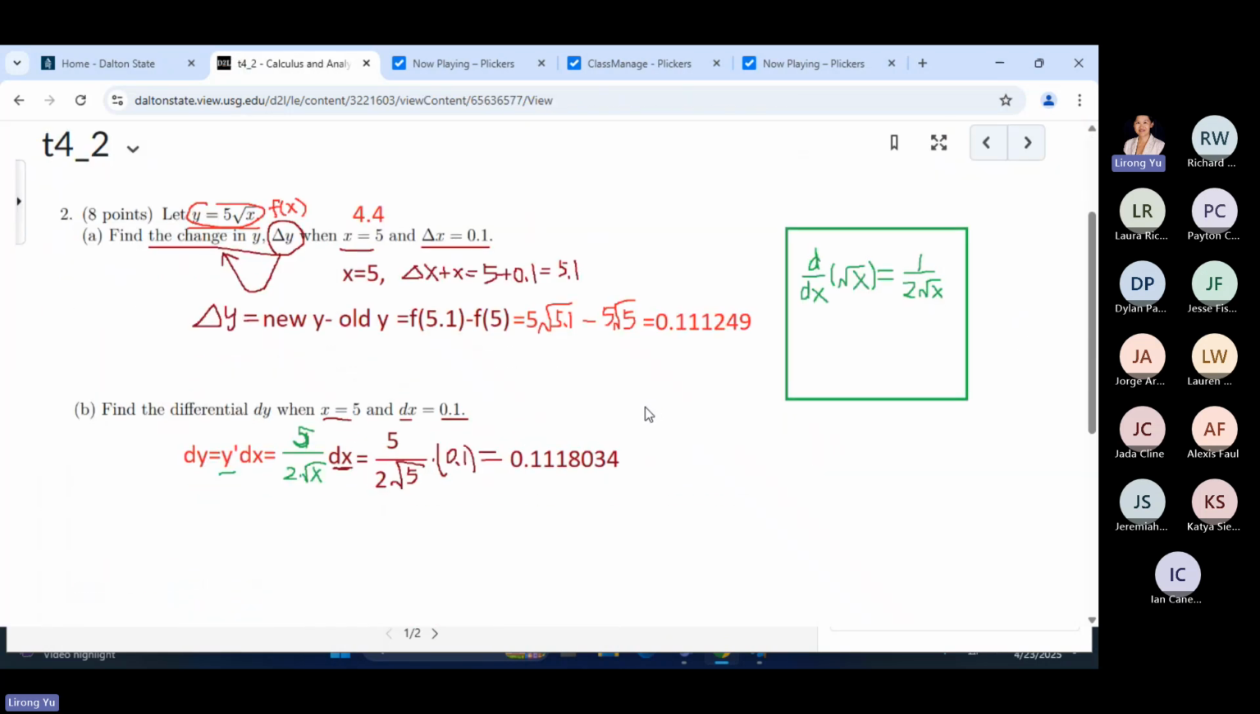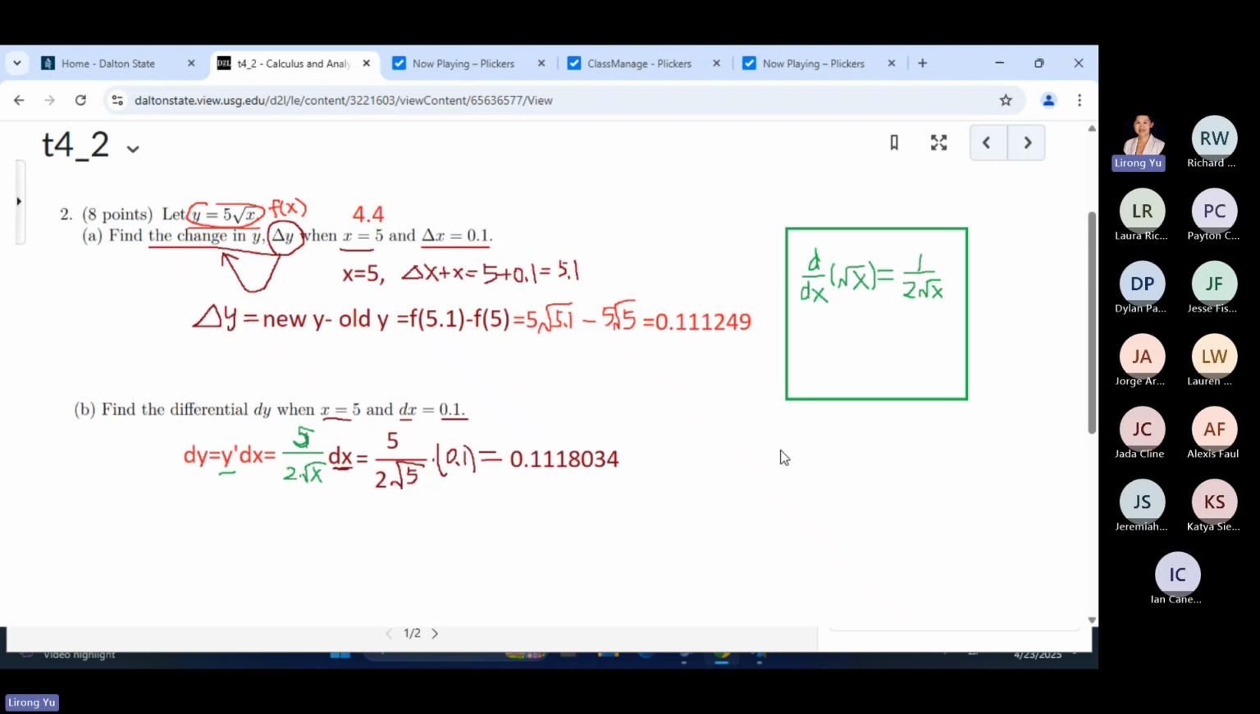The second question is the section 4.4 homework about differentials. If you haven't finished your 4.4 homework, maybe you should try to compare what we have here with what you have in your homework assignment. Both of these questions have a root function. This is actually the same question with different numbers. This is one of the homework questions.